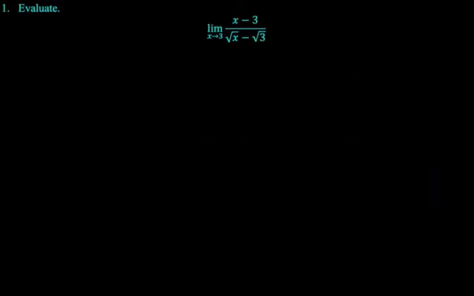Evaluate. The limit as x approaches 3 of (x minus 3) over (square root of x minus square root of 3). All right, so I can think of two ways to do this. One, the most direct way, I guess, is to just rationalize the denominator.